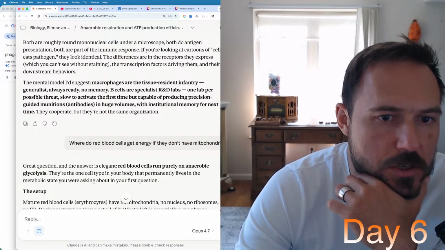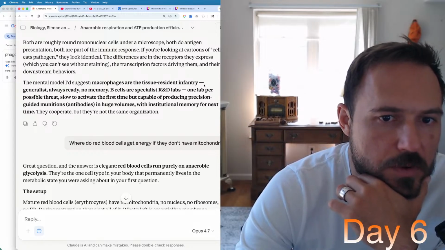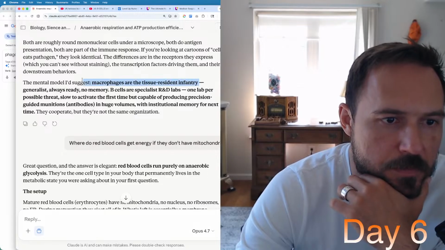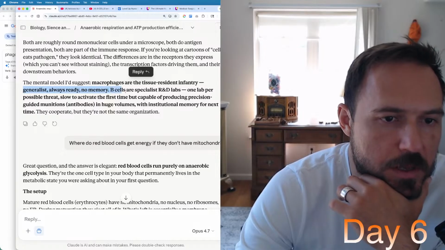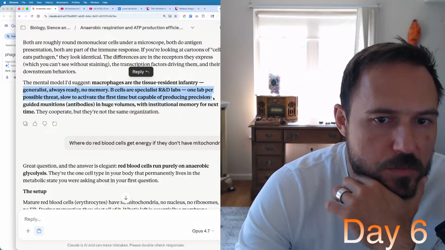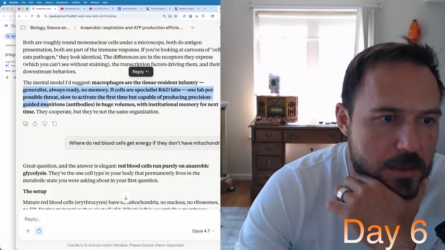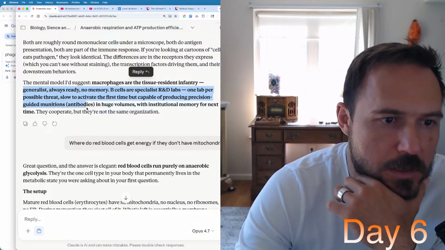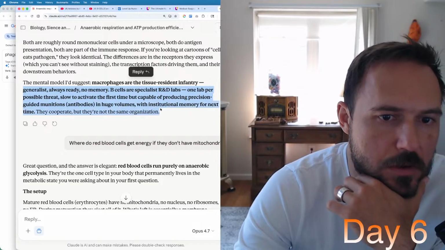Macrophages are the tissue-resident infantry. Generalist, always ready, no memory. B cells are specialist R&D labs. One lab per possible threat. Slow to activate the first time, but capable of producing precision-guided munitions, antibodies, in huge volume, with institutional memory for the next time.